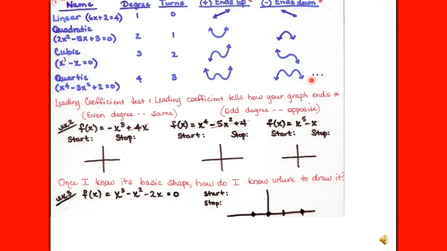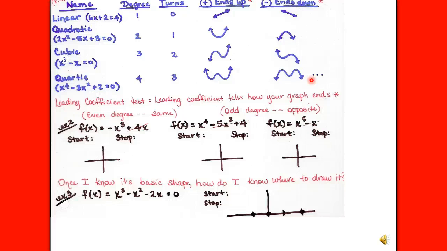So we can put those 2 ideas together. The leading coefficient tells me how it's going to end. If it's an odd degree polynomial, it's going to start and stop in opposite directions. If it's an even degree polynomial, it's going to start and stop in the same direction. Let's put those 2 ideas together, and then we have a really good idea of what our graph is going to look like before we even begin.